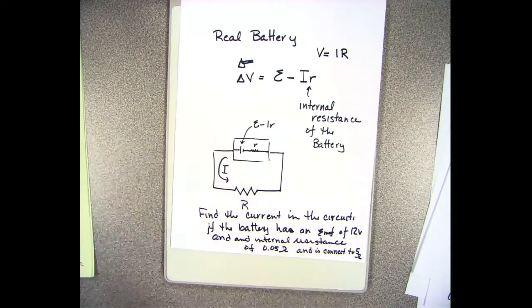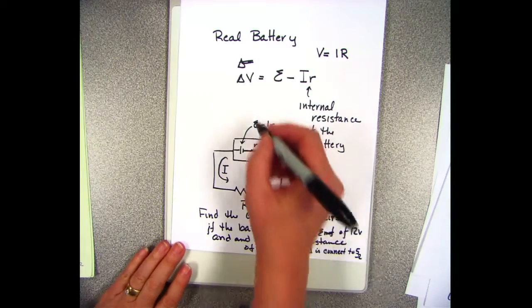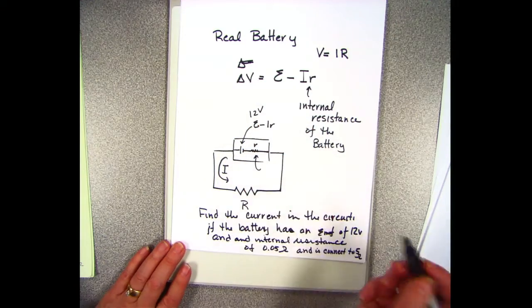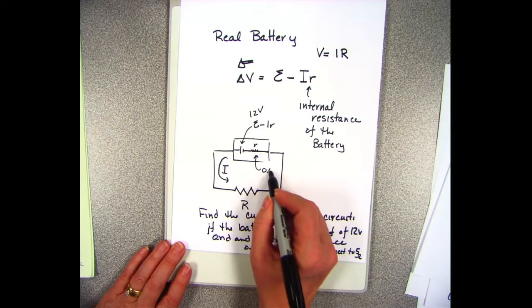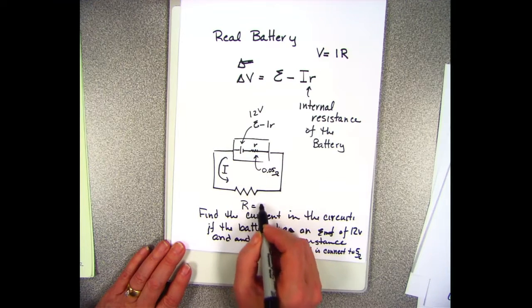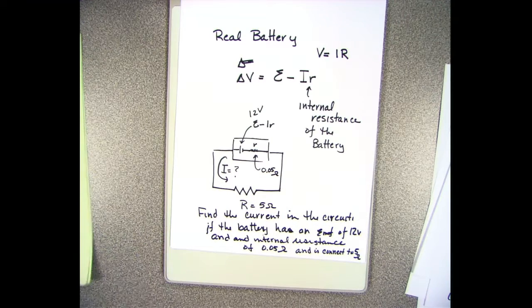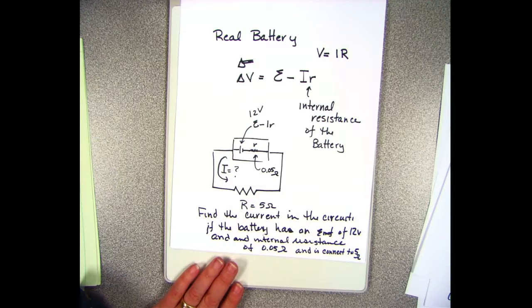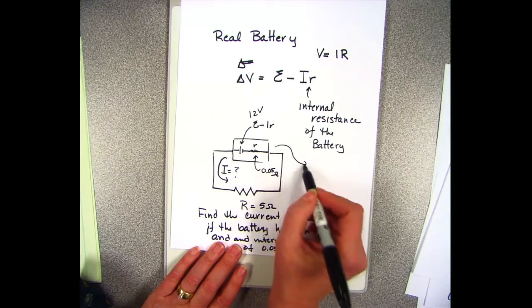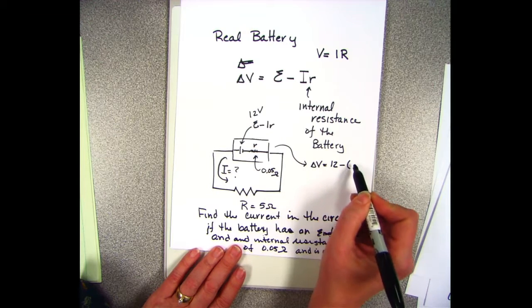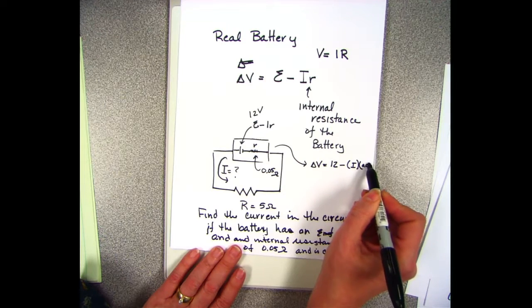So we've got a circuit that's going to look just like this, except now we're told that this is 12 volts. This internal resistance is going to be 0.05 ohms, and this resistance is 5 ohms. And we want to know what the current is. So the first thing we have to do is find out what our real battery is going to put out. So we can go ahead and do that. My change in potential is going to be my 12 volts minus my current times my 0.05 ohms.